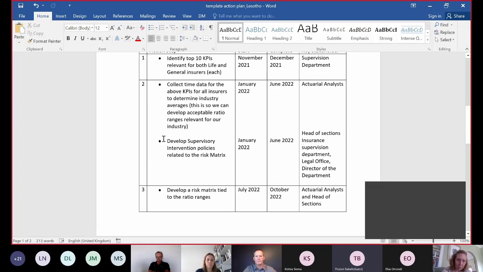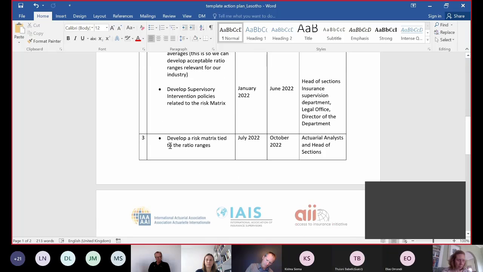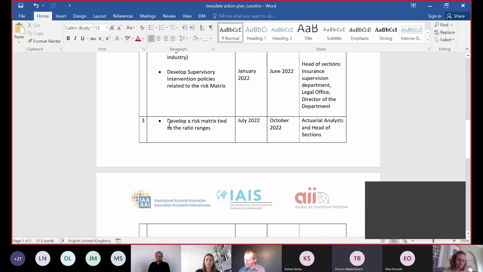The third, under the second point, we want to also develop the supervisory intervention policies related to the risk metrics, and we have the same length as the data collection, but the stakeholders here will be head of sections of the insurance supervision department. We also have the legal department that assists with such, and we think our director as well, the director of the supervision department, will also be a key stakeholder in developing the intervention policies linked to the risk metrics.